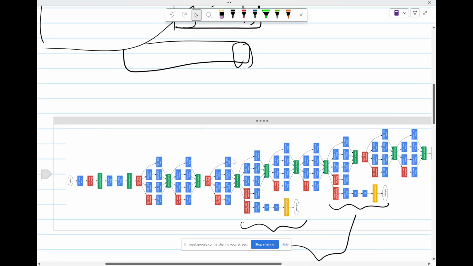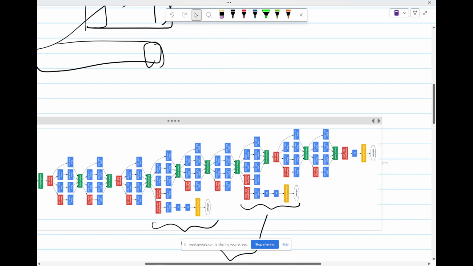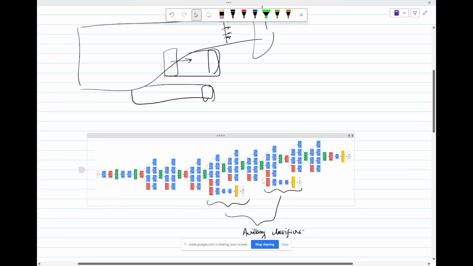So trying to ensure the intermediate representations are also able to classify. So we should expect that the loss at this final classifier is the least, while these two classifiers may have higher losses. This one having higher loss than this one. I mean, the deeper the auxiliary classifier is positioned, the less its loss. Okay. Any doubts in this question?